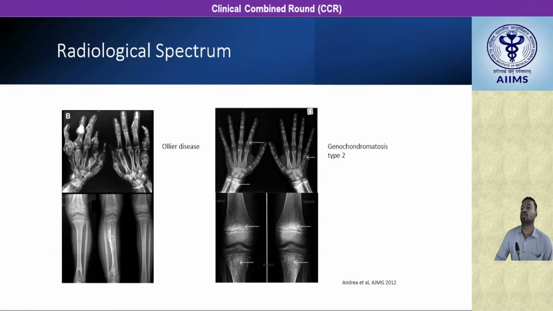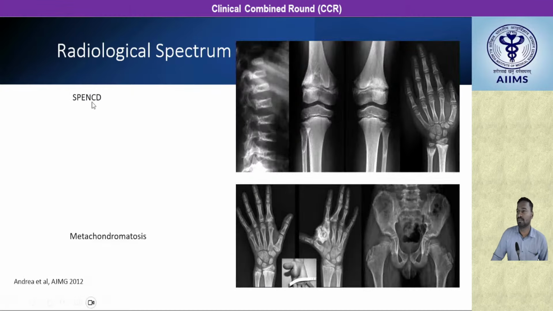So I would like to discuss the spectrum of enchondromatosis. The most common multiple enchondromatosis is Ollier's disease, but Ollier's disease will have unilateral involvement, multiple enchondromas, and usually an asymmetrical pattern. The type 2 genochondromatosis will involve bones of the hands and feet, and usually type 2 won't involve the medial end of the clavicle, whereas in type 1 genochondromatosis the medial end of the clavicle will be involved. And spondyloenchondrodysplasia is another multiple enchondromatosis spectrum.